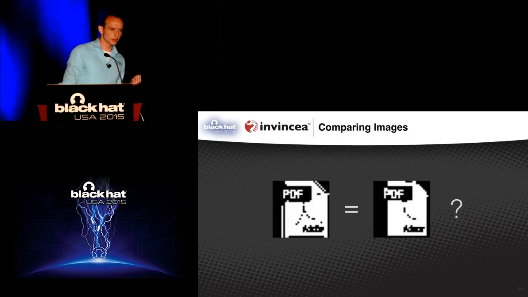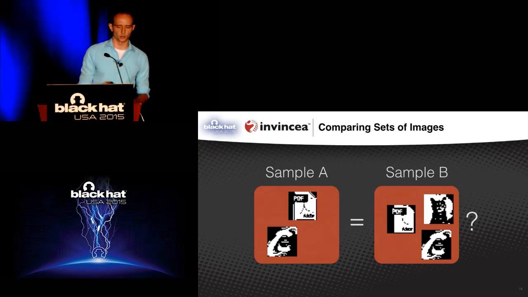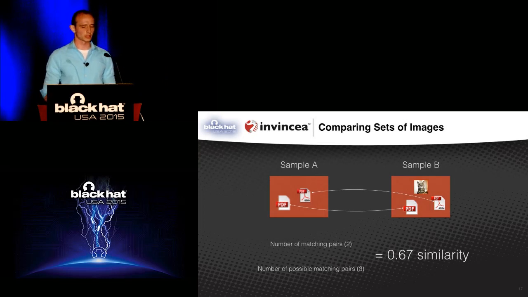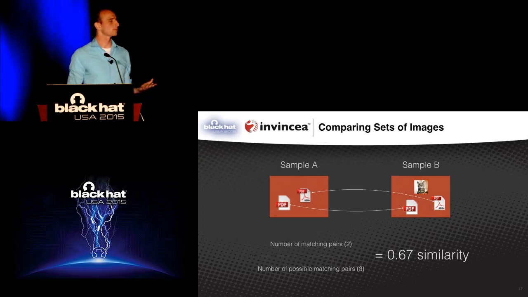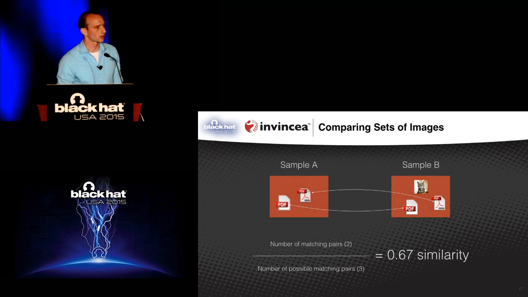So the problem's a little bit more complex than just comparing two images, though, because we're actually comparing sets of images in malware samples. So we want to recognize when there's a missing image in one of the sets. The formula we use is the number of matching pairs, which in this example is 2, divided by the number of possible matching pairs, which in this example is 3, which gives us a 0.67 similarity score. So we're penalizing the score here because sample A isn't providing a partner kitty to that poor lonely kitty in sample B. And that's just intolerable.